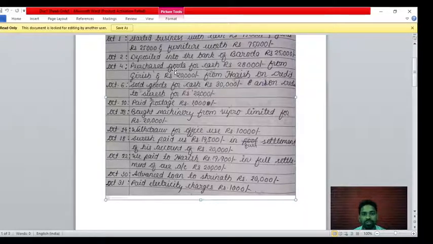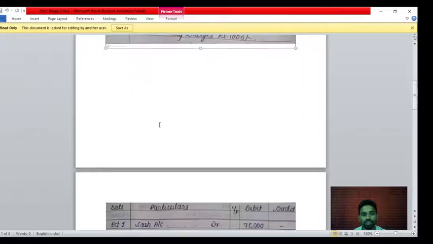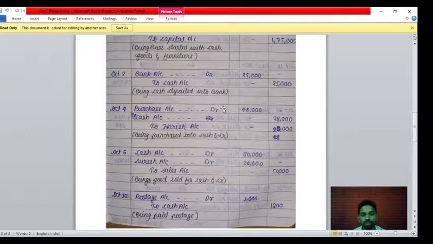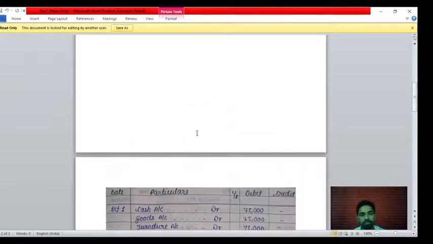Purchase account debit to cash account credit to Harish account credit. So on 4th October, purchase account debit rupees 48,000 to cash account credit rupees 28,000 to Harish account credit rupees 20,000. Being purchased of both cash and credit. Like this is the transaction.